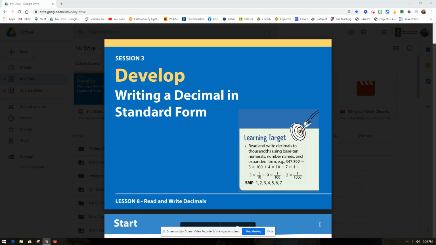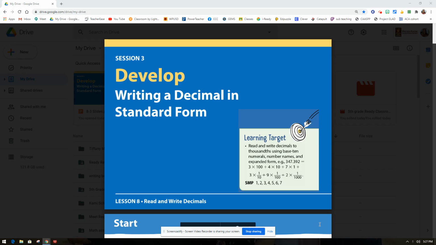Hi, today we're going to be working on Lesson 8, Session 3. We're going to be working on writing a decimal in standard form. So we've worked on word form, we've worked a little bit with expanded form. Today we're going to be learning how to write a decimal in standard form from another form, from either word form or expanded form.